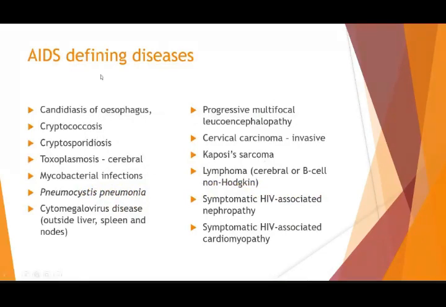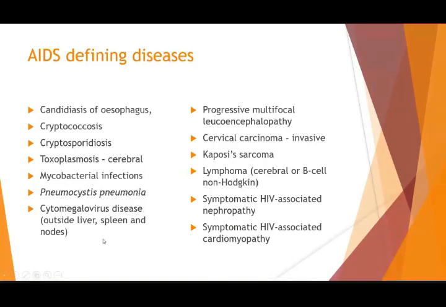What about the AIDS-defining diseases? Esophageal candidiasis. Like a CD4 count below 200 plus esophageal candidiasis, this is an AIDS-defining disease. Cryptococcosis. Cryptosporidiosis. Cerebral toxoplasmosis. So this will be AIDS. Mycobacterial infections, if I can see a CD4 count less than 200. Pneumocystis pneumonia.